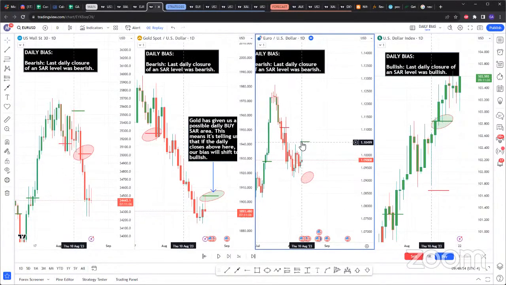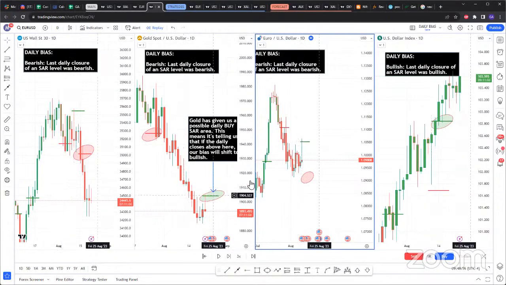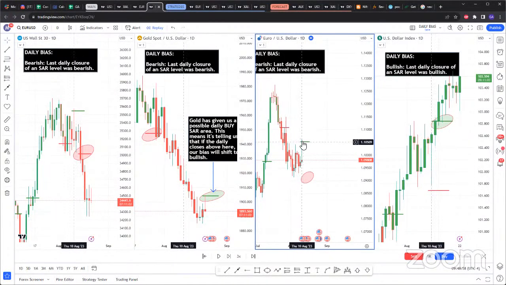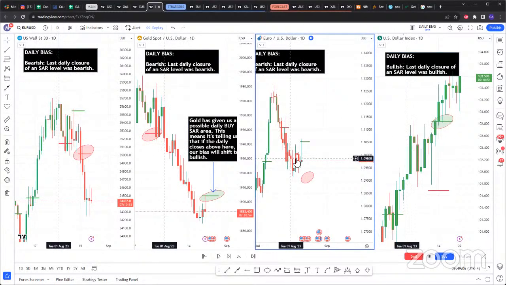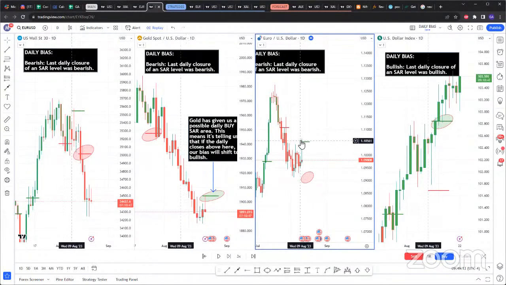You see what happened? EU told us the same thing gold is telling us right now. Hey, you are still bearish, but I've given you a level such that if I close above this on the daily time frame, your bias should now shift from sells to buys. But you see here, EU did not give us a closure above that SAR. So keep in mind, this again would have been a nice level to enter another sell on EU.